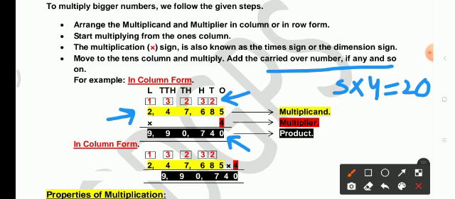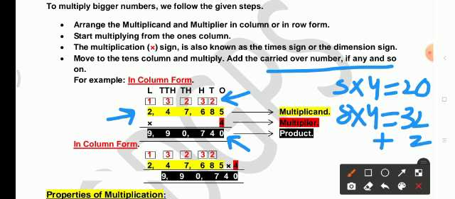Then we have 8 multiplied by 4. 8 multiplied by 4 is equal to 32, plus carried over 2. The answer is 34. So we will write 4 here and 3 is carried over to the hundreds place. Then we will multiply 6 and 4. And 6 into 4 is 24, plus carried over 3, and that is 27. So we will write 7 here and 2 is carried over to the thousands place.